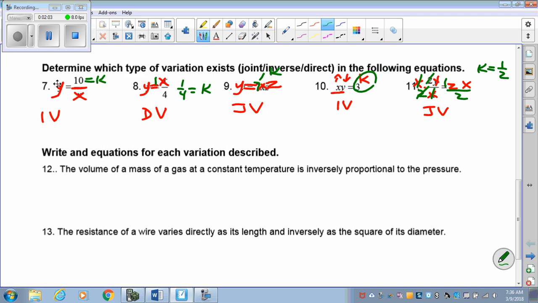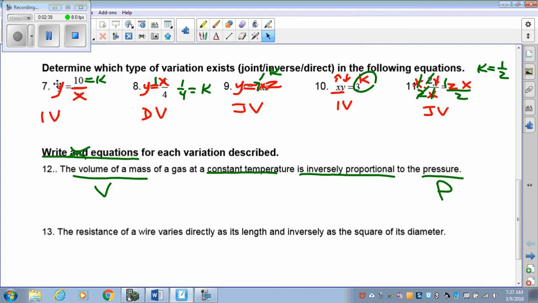All right, so now we're looking at word problems, and we're just going to write the equation for the variation. So I've got the volume of a mass. I'll call that V. It's at a constant temperature, so I've got a constant here, and it's inversely proportional to the pressure. I'm going to ignore the temperature for the time being because it's constant, I don't have to worry about it. It's the volume that is inversely proportional to the pressure.